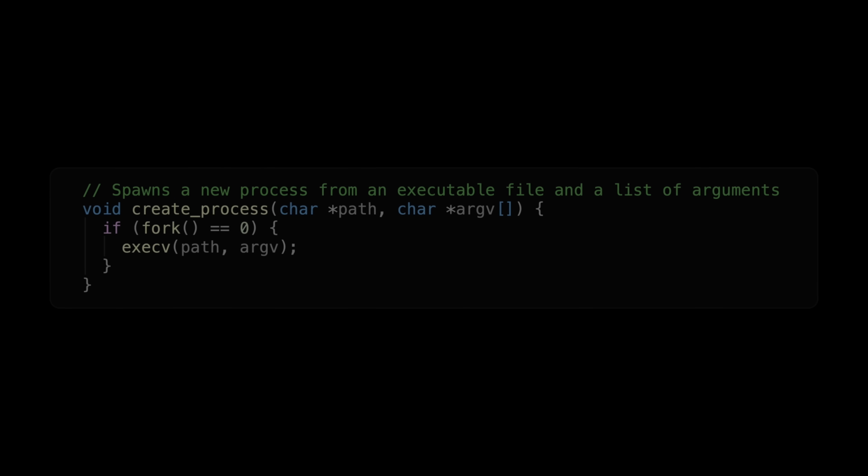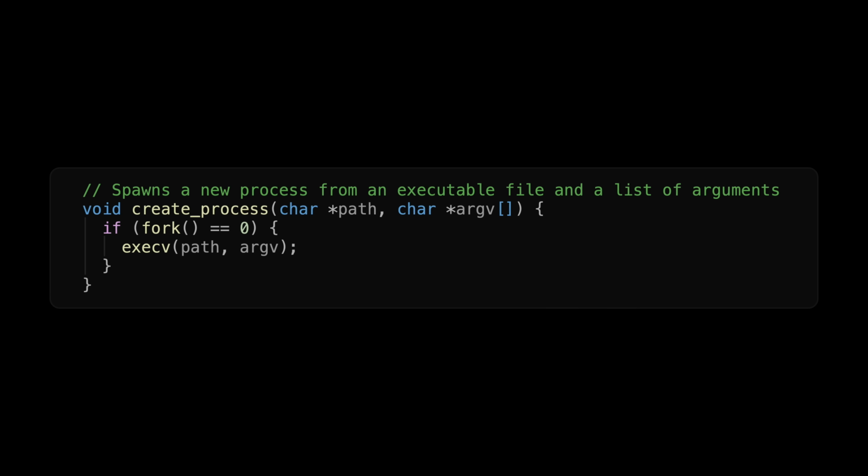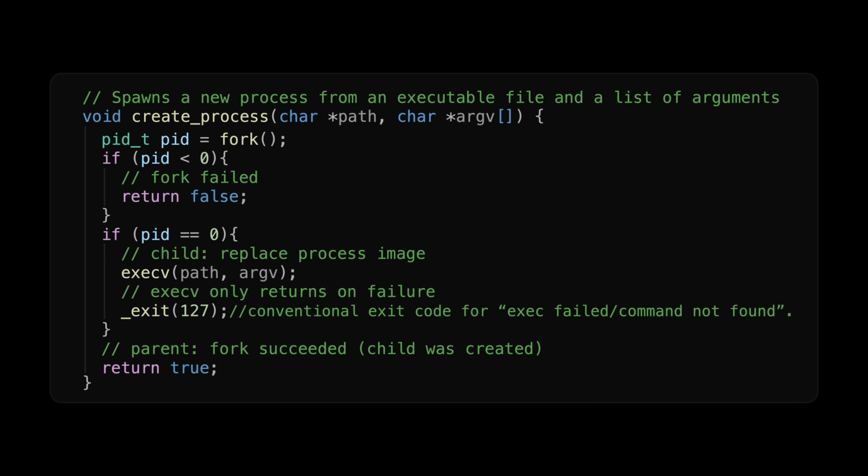So if we want to create a function that spawns a new process without disrupting the calling process, it could look something like this. Of course, system calls can fail, so it's always a good idea to handle error cases properly.